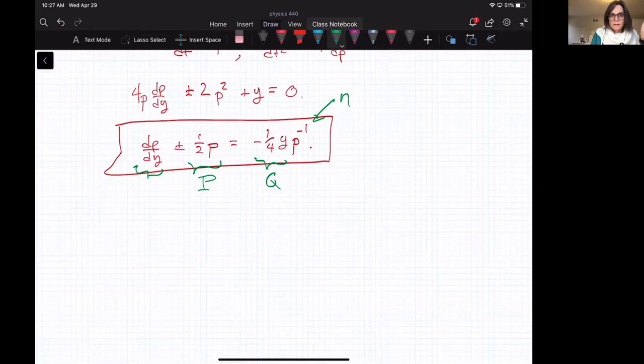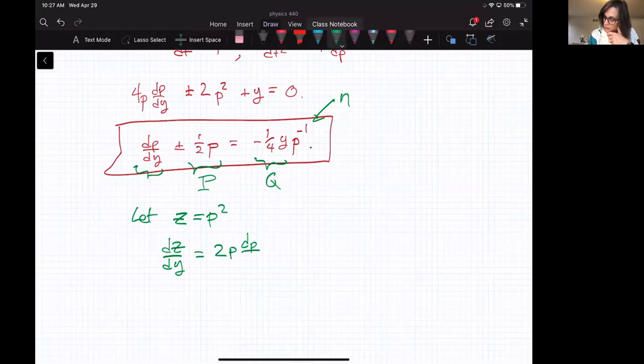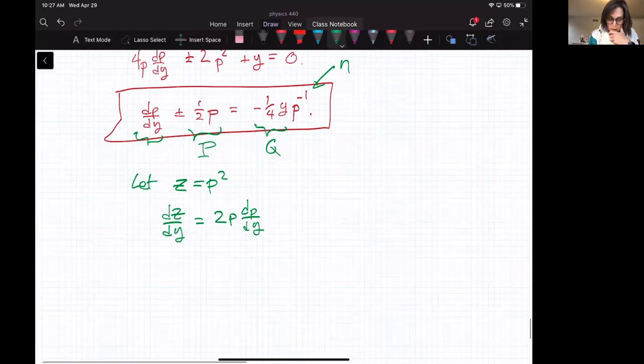Well, just like the last couple of cases, we're going to make some further substitutions. So we're going to let z, in this case, be equal to p squared. That means that dz/dy is equal to 2p dp/dy, and dz/dy plus or minus z is equal to minus 1/2 y.